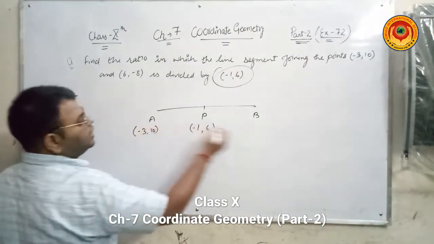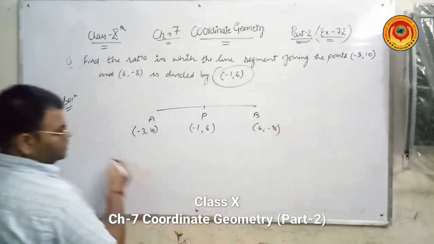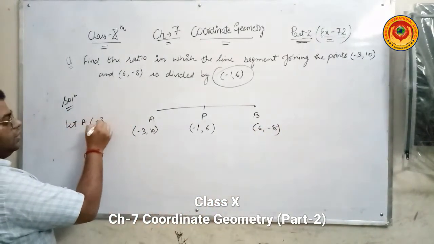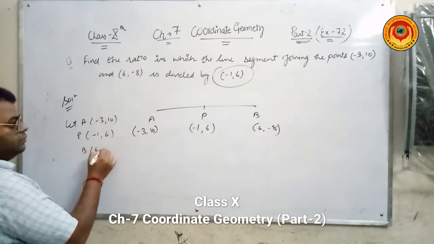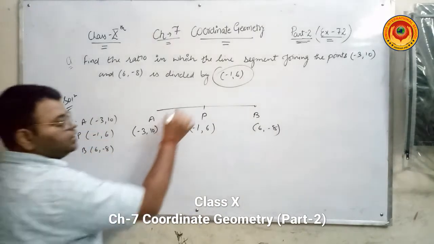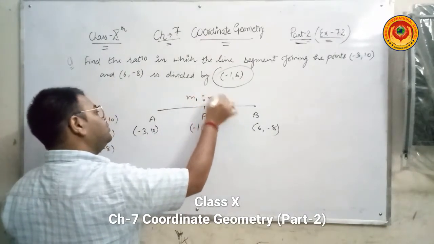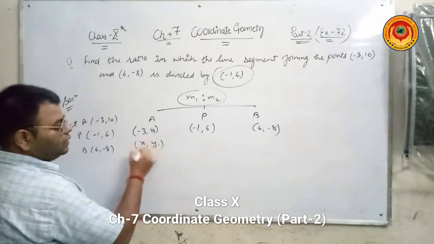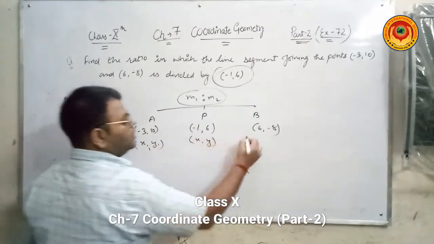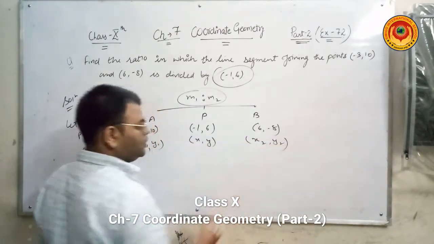-3, 10, and here you are having 6, -8. So right here, let A and B be the points. Now the question is to find the ratio. That means M1 and M2 you have to find out. What they have given? X1, Y1. This is your X, Y. This is your X2, Y2.